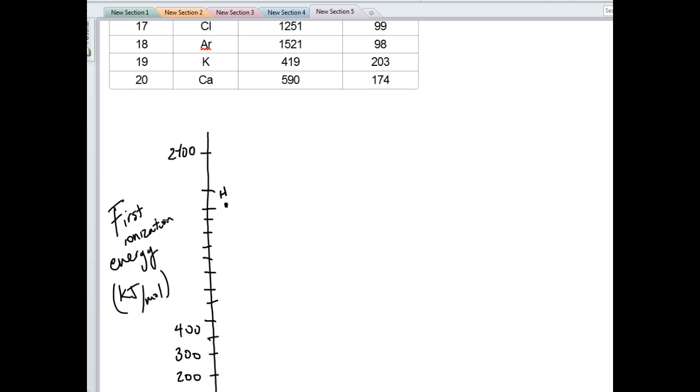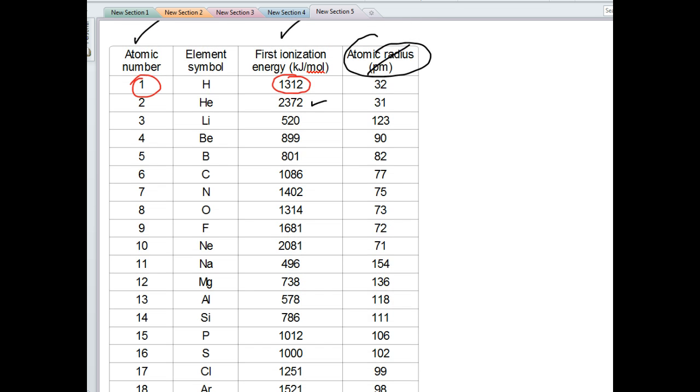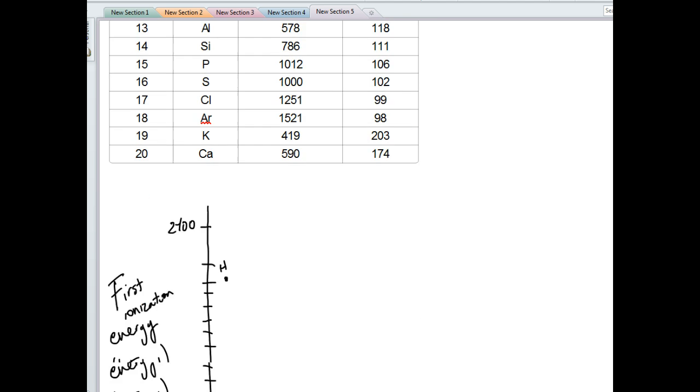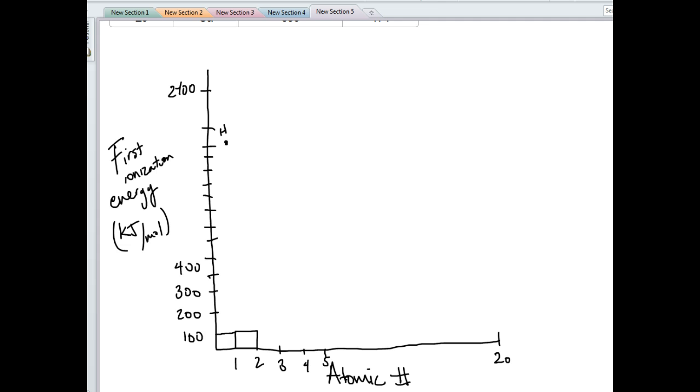And then again, I'm going to scroll back up here and take a look at helium. Helium is going to go up even higher than that. It's going to go up to 2372. So I'm going to have to complete this graph here and go all the way up to 2372. It's going to be even higher.